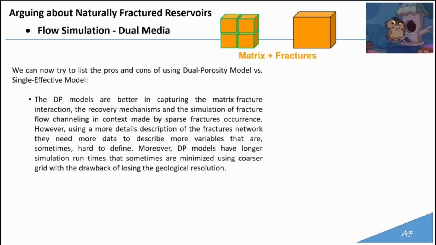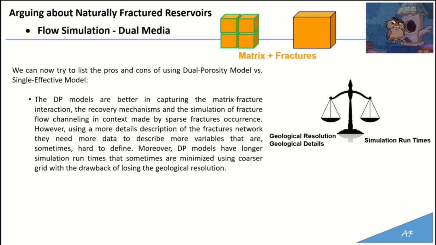However, using a more detailed description of the fracture network, they need more data to describe more variables that are sometimes hard to define. Moreover, dual porosity models have longer simulation run times that sometimes are minimized using coarser grid with the drawback of losing the geological resolution. So a balance or a kind of compromise has to be found.